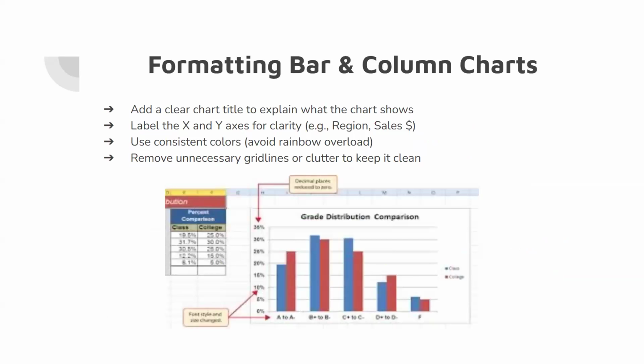Formatting bar and column charts. You add a clear chart title to explain what the chart shows, so this one explains grade distribution comparison. You label the X and Y axis for clarity, for example, regional sales, or this one is the percentage and the grades A to A minus, B plus to B minus, C plus to C minus, and then it goes on. Use consistent colors. This one uses red and blue, which is easy to read. Remove unnecessary grid lines or clutter to keep it clean. So this one looks very clean.